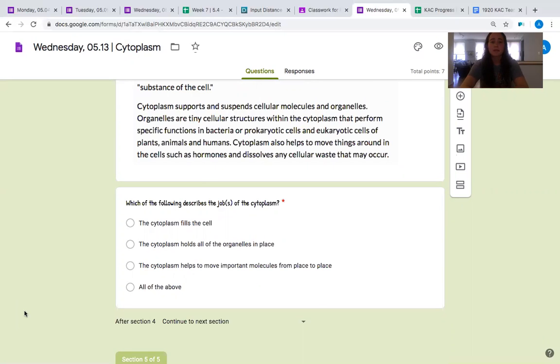It's okay. All right. Which of the following describes the job of the cytoplasm? A, the cytoplasm fills the cell. B, the cytoplasm holds all of the organelles in place. C, the cytoplasm helps to move important molecules from place to place. Or D, all of the above. What do we think is the answer? Take a moment, make sure you're looking at them carefully. All right, your answer should have been D, all of the above. Those are all jobs of the cytoplasm.